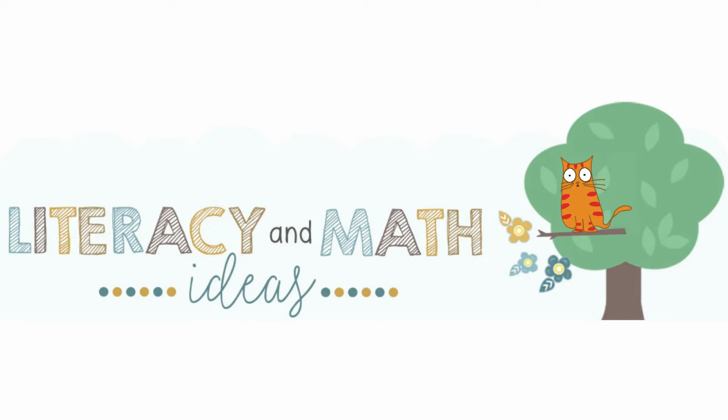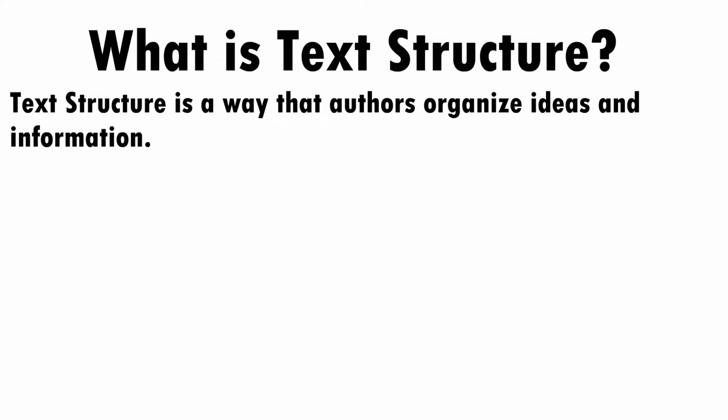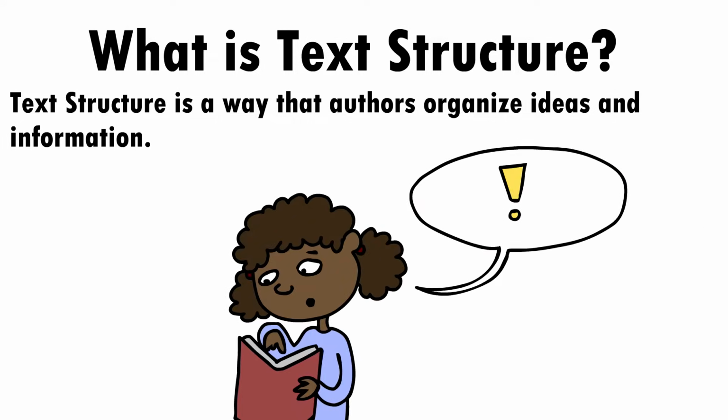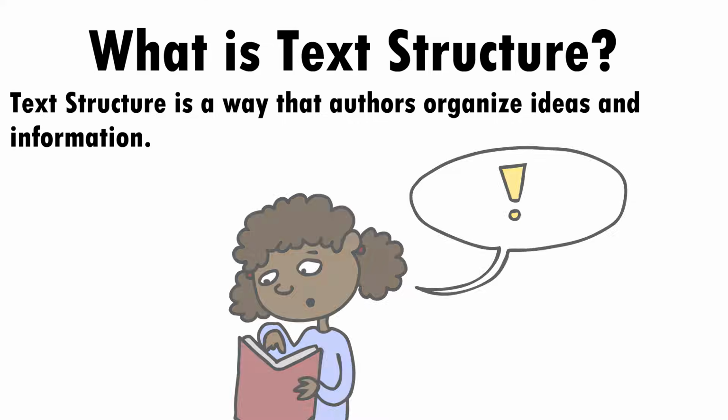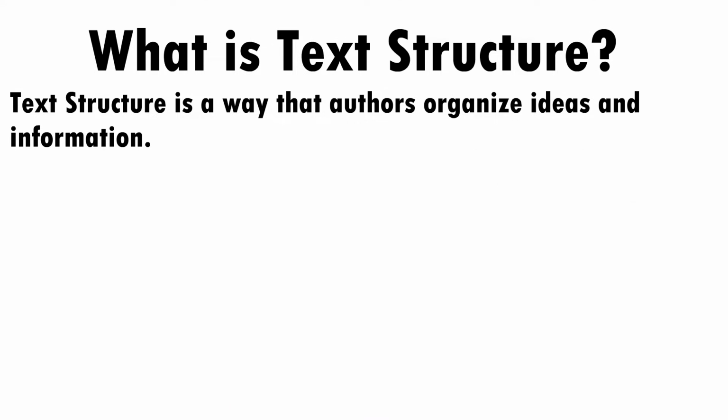In this video, I'm going to explain what text structure is in reading and provide an example. Let's hop to it. Text structure is a way that authors organize ideas and information. Authors do this so that the reader can better understand the text and the author's purpose. If we look closely at a text, we can find out the type of text structure that the author uses and why they use it.